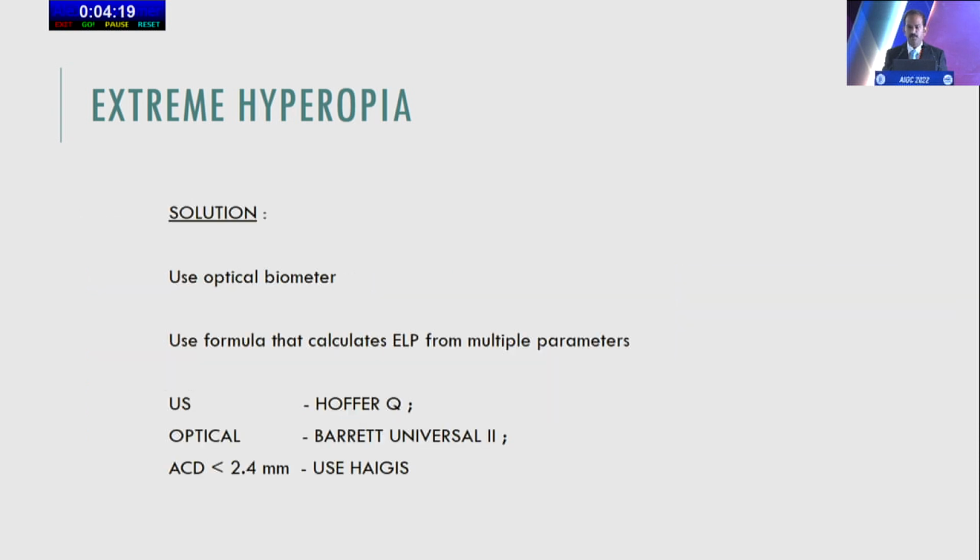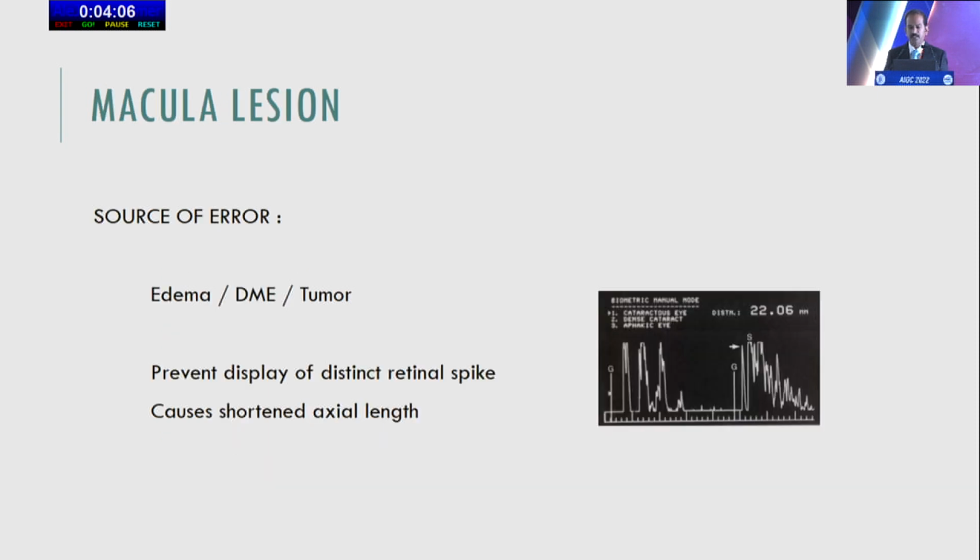It's always better to use an optical biometer and use a formula that calculates ELP from multiple parameters. For ultrasound, go for the Hoffer Q. For optical, it is better to use the Barrett Universal 2. And if the ACD is less than 2.4 mm, use the Haigis formula.